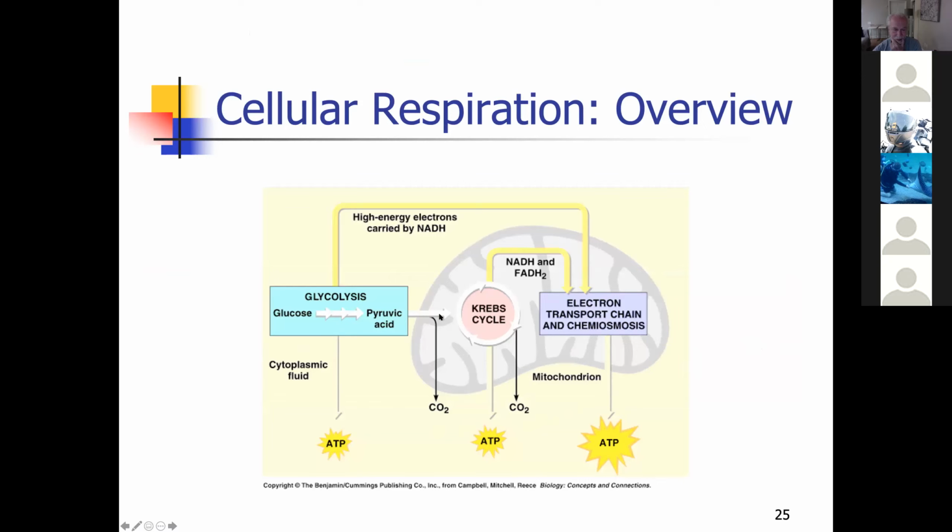2 substrate level phosphorylations, one in glycolysis, one in the Krebs cycle, and then a big production of ATP as a result of electron transport. And where do the electrons come from? Mostly from the Krebs cycle. The Krebs cycle yields electrons for the electron transport chain. That generates a proton gradient, which allows chemiosmosis to produce a lot of ATP.